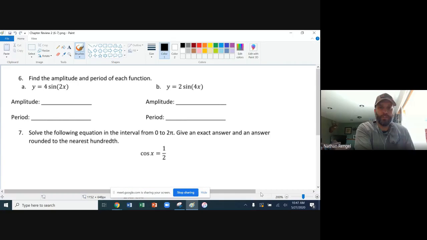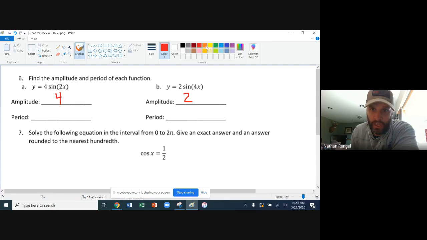We are looking at two different sine functions, and we're going to find the amplitude and period of each function. I'm going to do the amplitude for both right away. So amplitude, you're always looking for that value that's in front of your sine or cosine. So amplitude here, we get 4. Amplitude here is going to be 2.